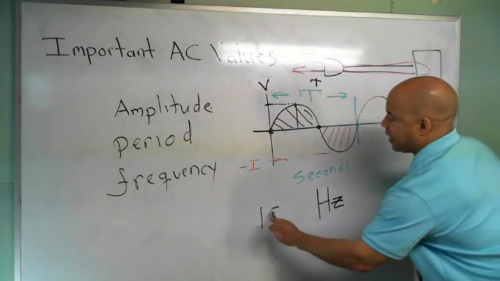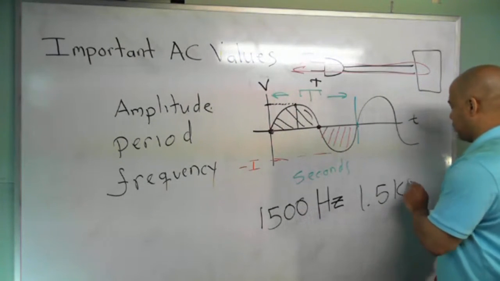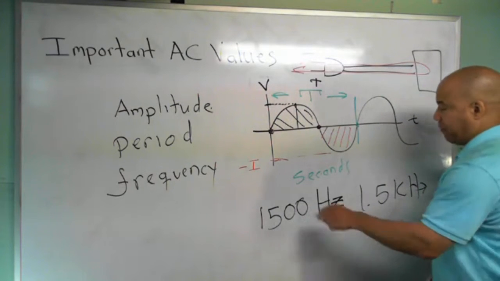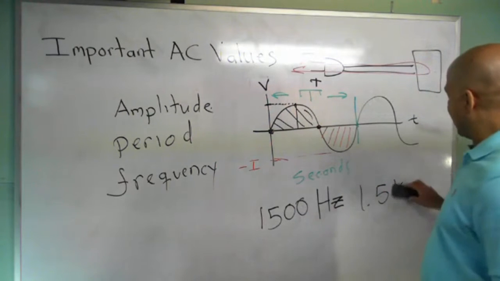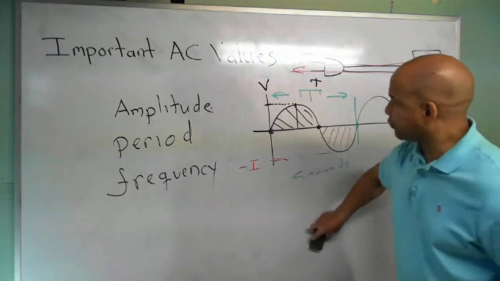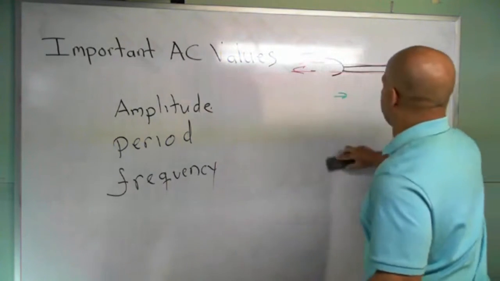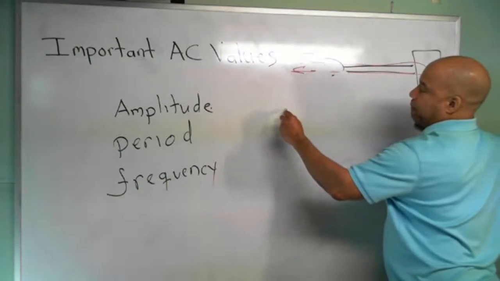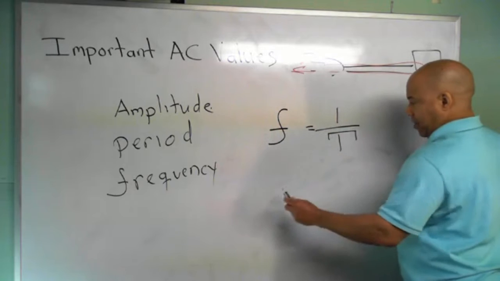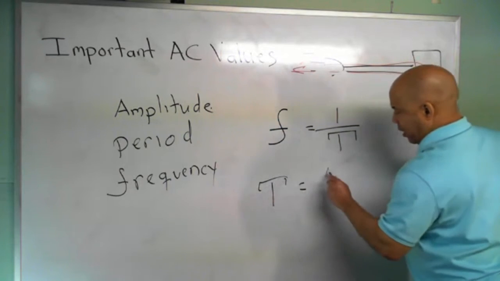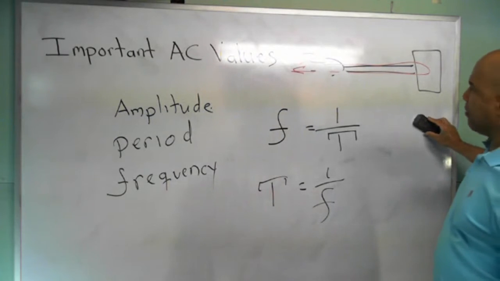So you might have something that's 1500 hertz or 1.5 kilohertz. So you've probably seen this unit before if you deal with anything electrical or computers or anything like that. You've seen the hertz before. And then the only other thing would be relationships between the two. Frequency is 1 over period, and period is 1 over frequency. So those are the equations I gave you to remember.